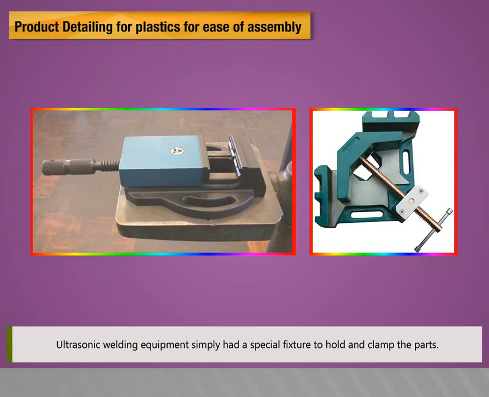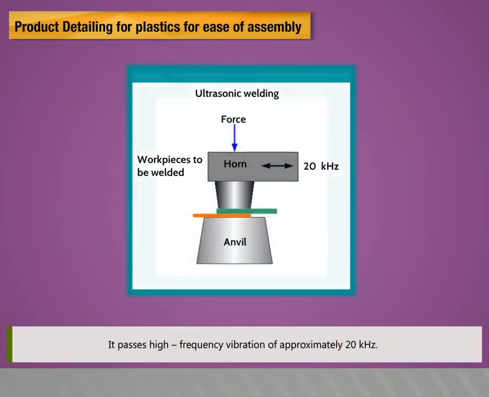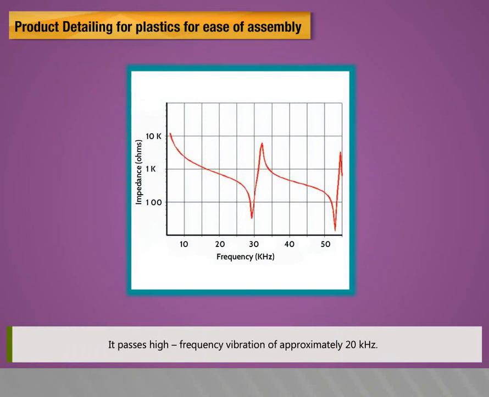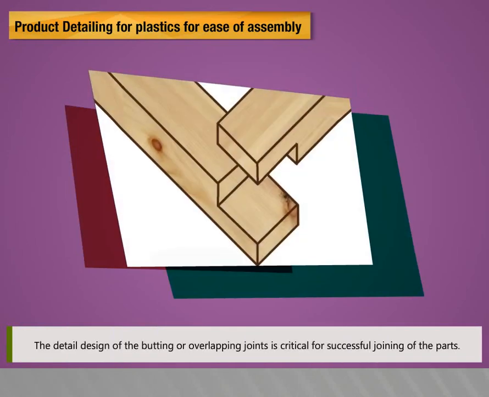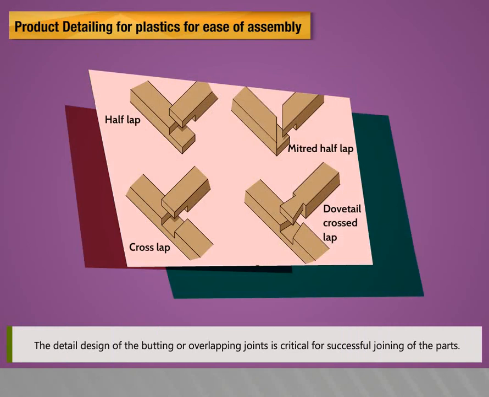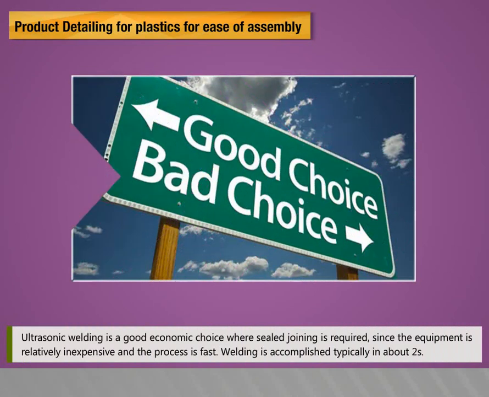Ultrasonic welding equipment simply has a special fixture to hold and clamp the parts. It passes high-frequency vibration of approximately 20 kHz. The detailed design of the butting or overlapping joints is critical for successful joining of the parts. Ultrasonic welding is a good economic choice where sealed joining is required, since the equipment is relatively inexpensive and the process is fast; welding is accomplished typically in about 2 seconds.